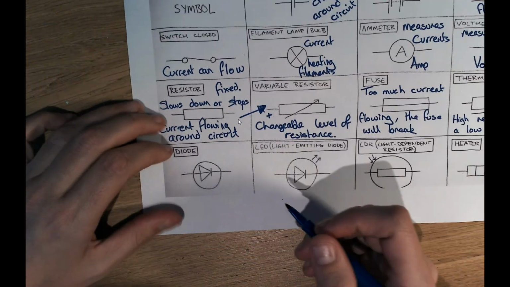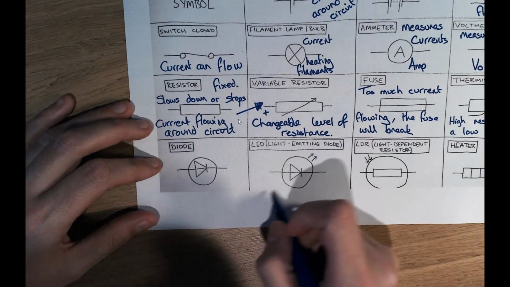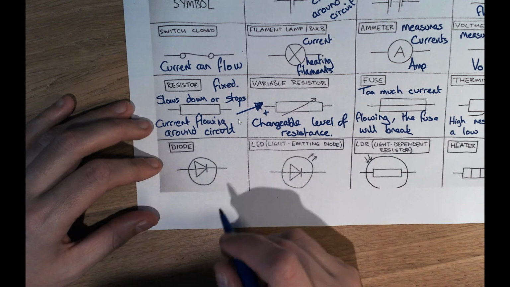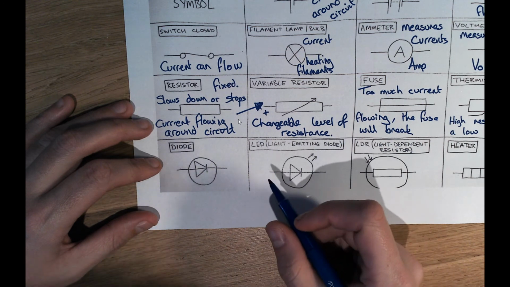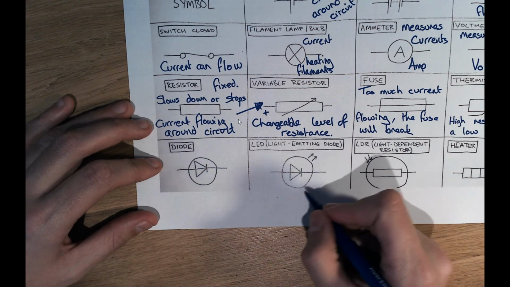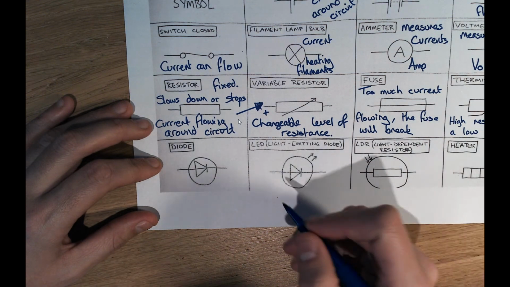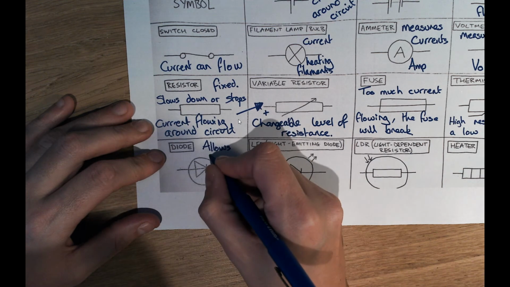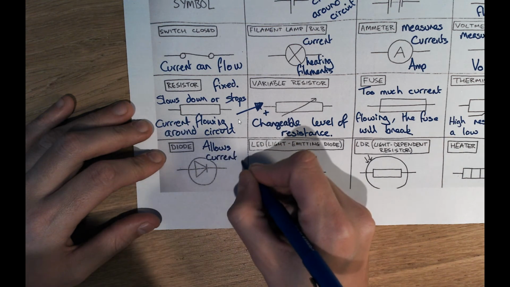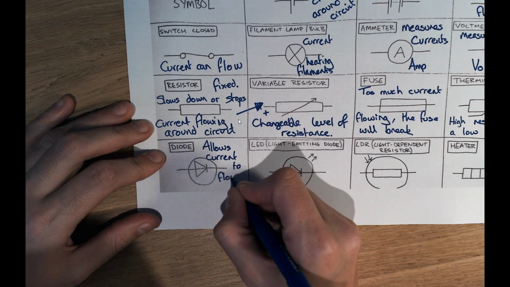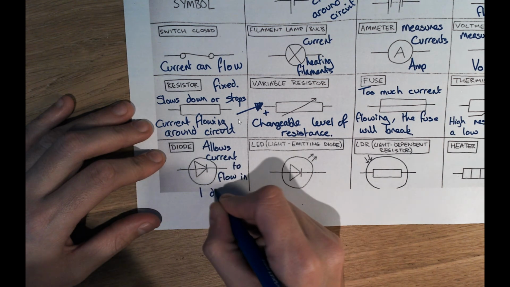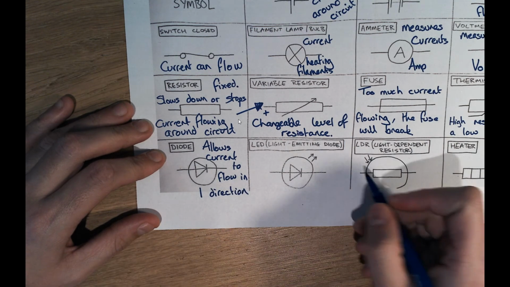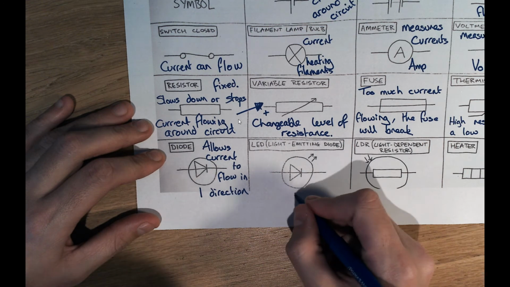Okay, a diode and a light emitting diode. So these two, look how similar their symbols are. They're both very, very similar components. However, the light emitting one obviously emits light. However, the key bit with a diode is it only allows current to flow in one direction. And a light emitting diode, when that current is flowing, light is emitted.